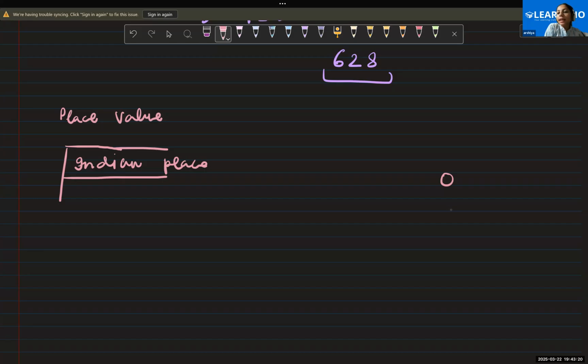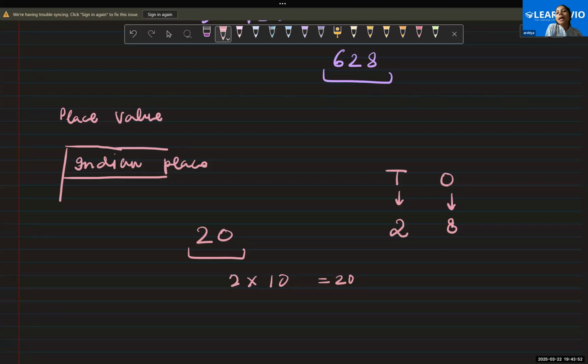Now if I say 8, I'll write it under ones because there's just one digit. But if I say 28, there are two digits now. So I'll need another column. I will use tens. Why? Because 20 is in tens, like 2 into 10, right? That's how we get 20. 2 multiplied by 10. So I will write 2 here in tens and in ones I will write 8.